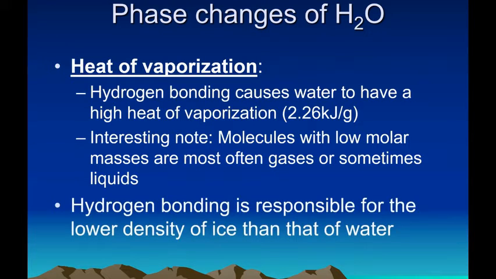So hydrogen bonding is responsible for the lower density of ice than that of water. And the reason that it's responsible is because the hydrogen bonds cause the water molecules to kind of puff out and form this hexagonal crystal type structure. As those water molecules get farther away from each other, that's what causes a higher volume. That higher volume at the same mass gives it a lower density. So ice floats on its liquid form of water because it has a lower density. And remember, less dense things float.